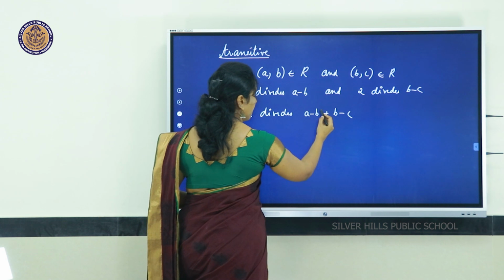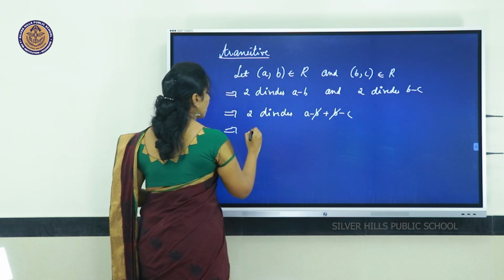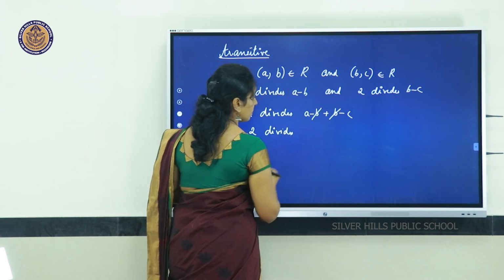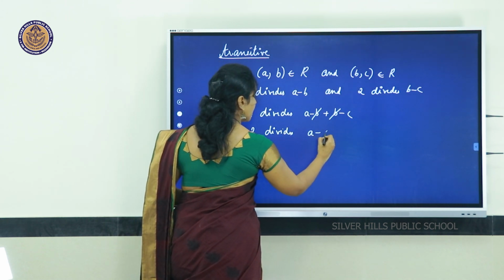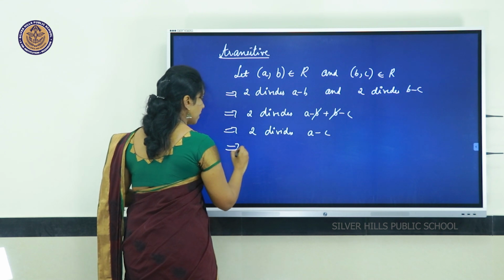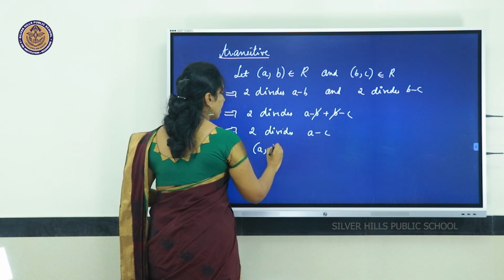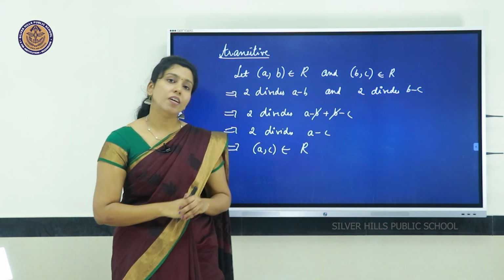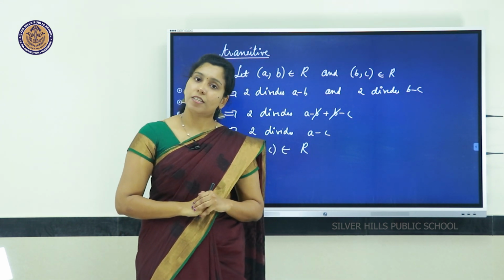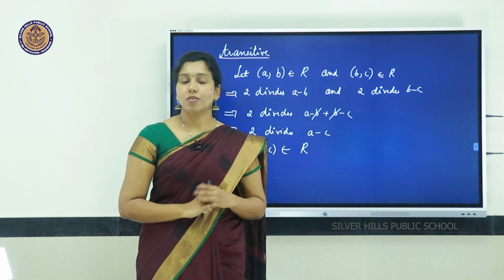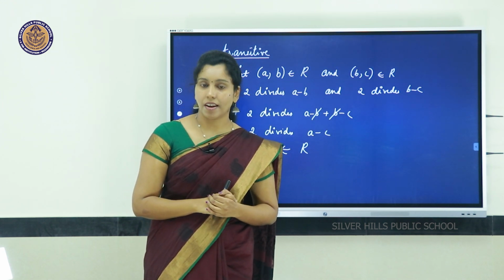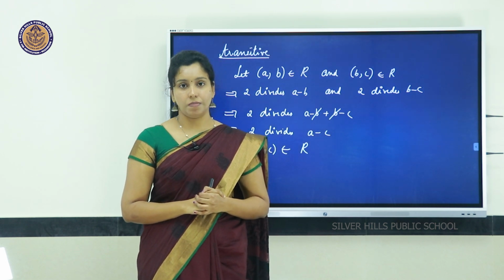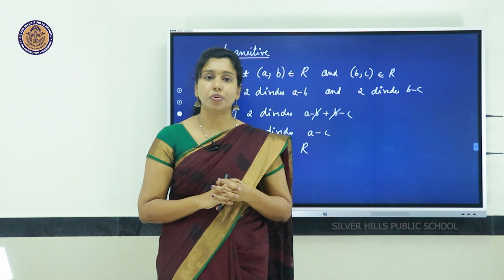Now, minus B and plus B cancel, and we get 2 divides A minus C. And what does that mean? (A, C) belongs to the given relation. So, we proved this relation is transitive. So, it is reflexive, symmetric and transitive. So, this relation is an equivalence relation. Hope all these questions are clear to you.